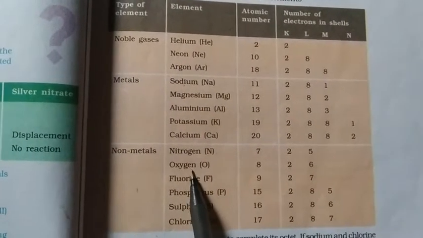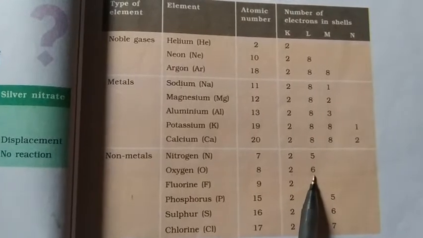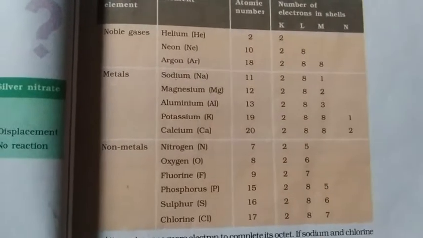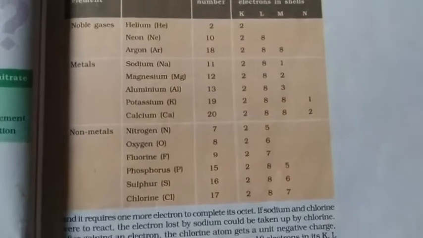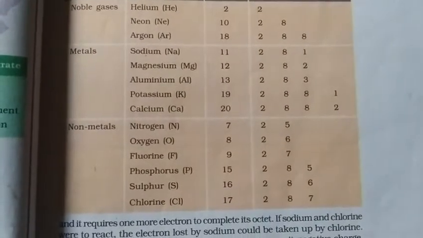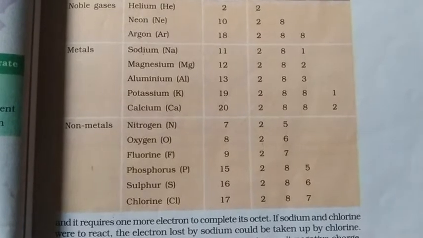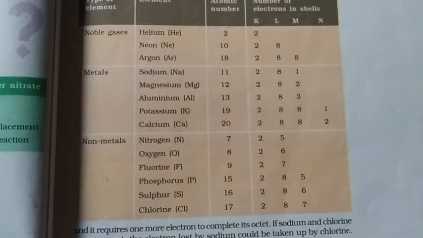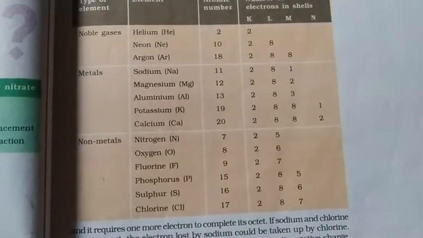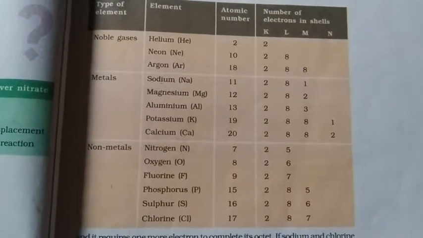That means a stable configuration would be reached by oxygen. So that's why oxygen will accept what? 2 electrons. So this is the nature of metals and non-metals. That means metals have the tendency to give electrons, and non-metals will have the tendency to accept electrons, so that they can maintain a fulfilled electronic configuration, right?